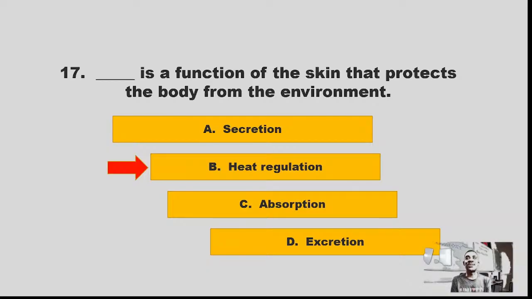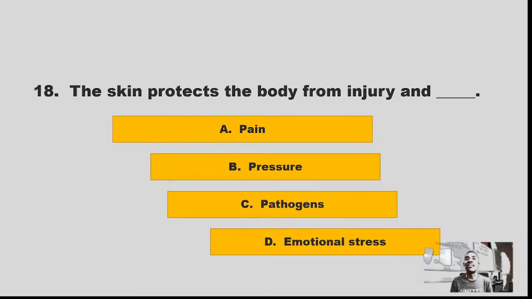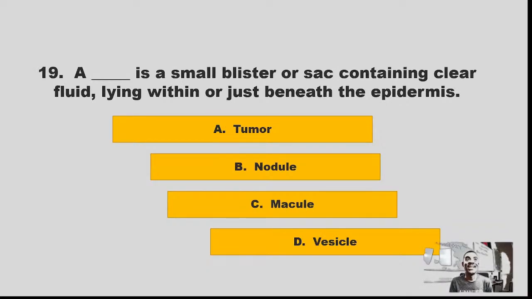Now, if you chose B, heat regulation, then you are correct. Up next, the skin protects the body from injury and is it pain, pressure, pathogens, or emotional stress? Pain, pressure, pathogens, emotional stress. And if you chose C, pathogens, then you are correct.